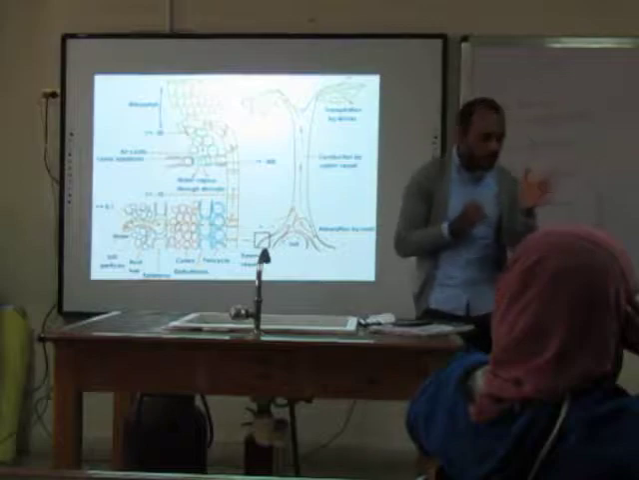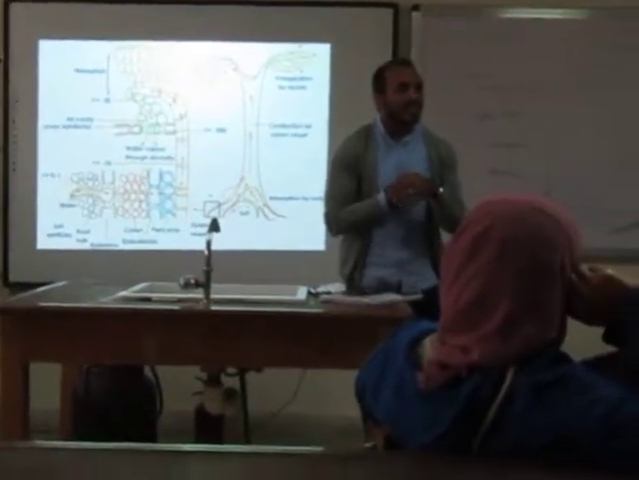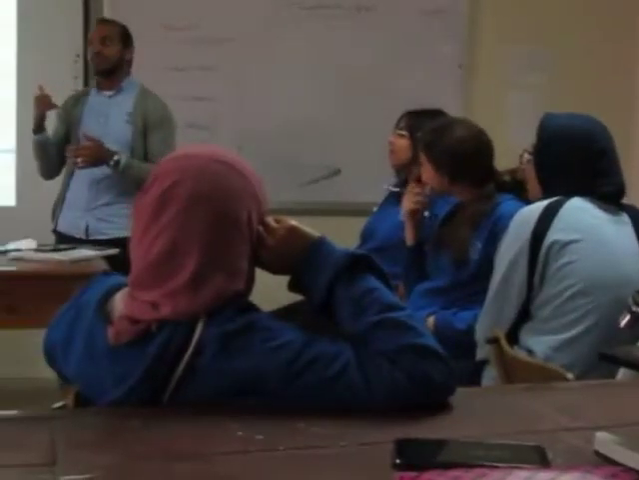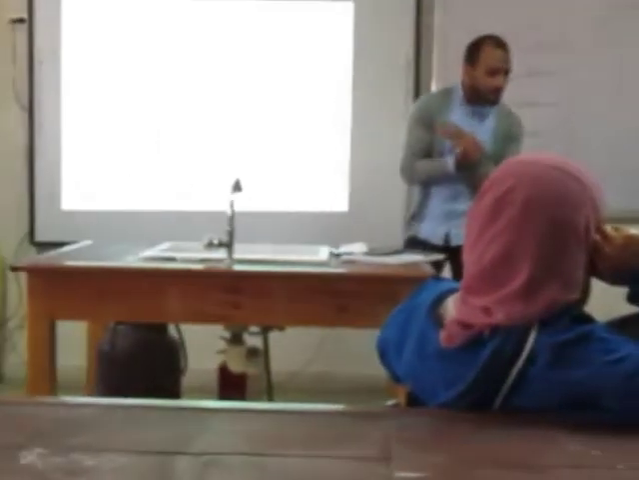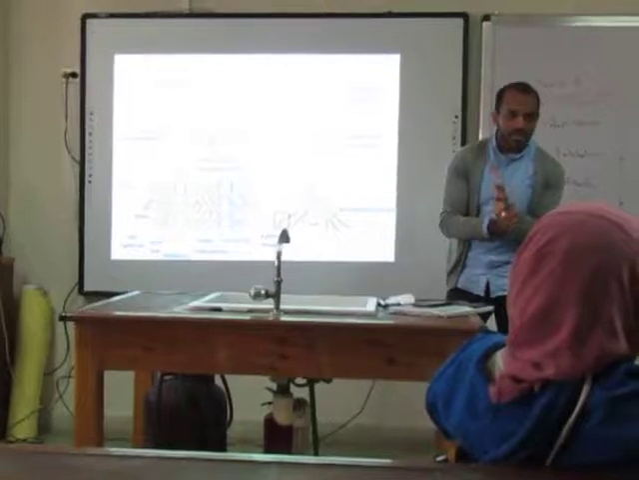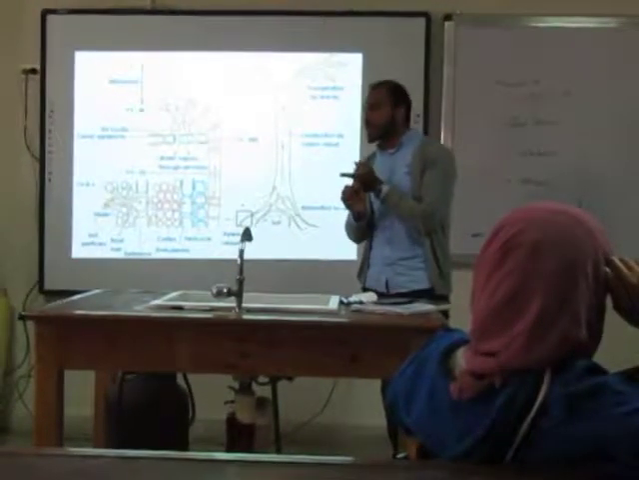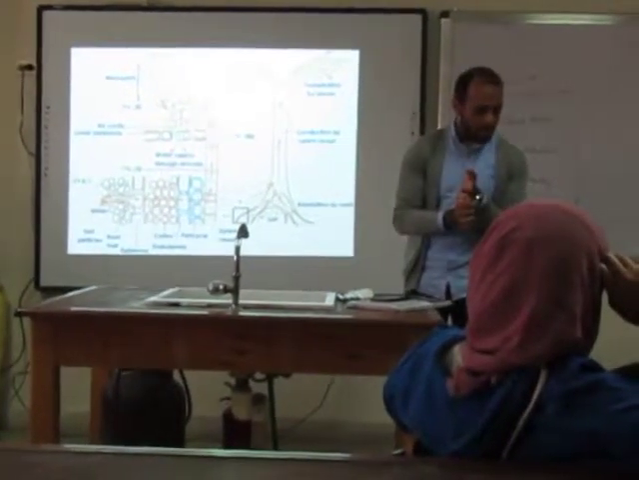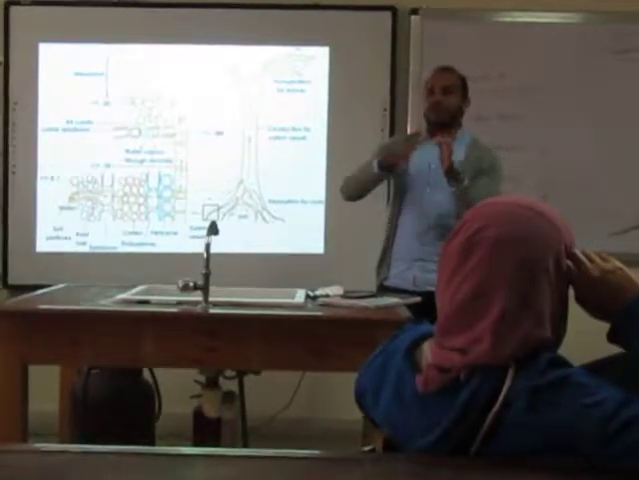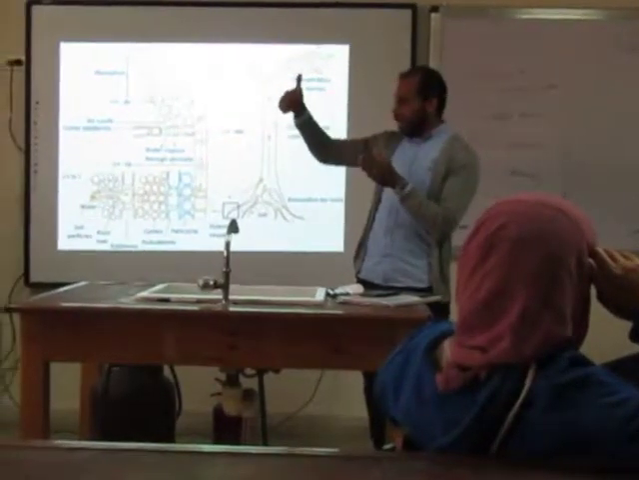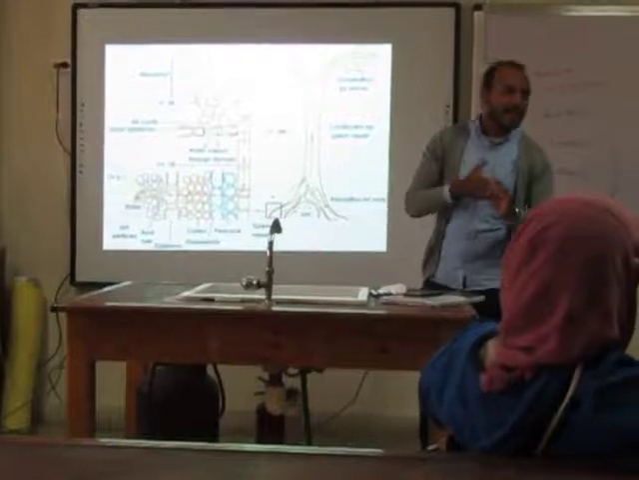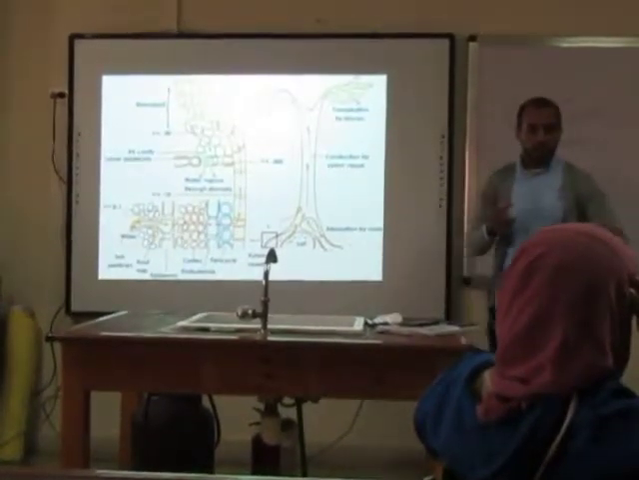Show me your hand. It's composed of what? Last time, the phloem is composed of sieve tubes, okay, and what? Companion cell. And finally we have what? Parenchyma cell. Okay? Well, what about the xylem? Composed of xylem vessels, tracheids, and parenchyma as well.